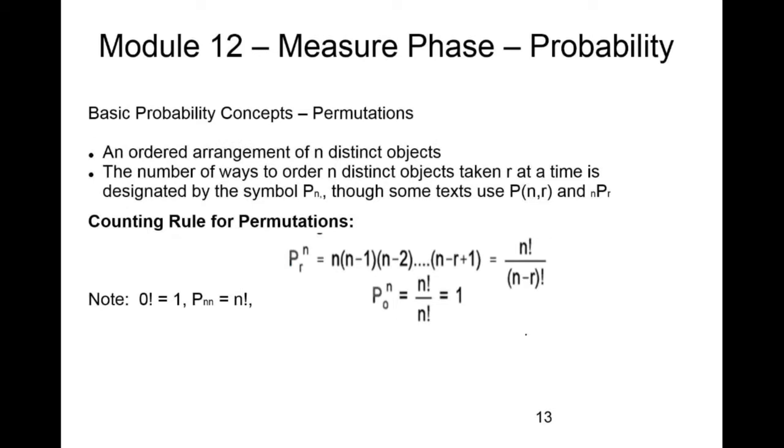Okay, permutations are an ordered arrangement of n distinct objects. The number of ways to order the distinct objects taken r at a time is designated by the symbol P(n,r), though some texts will also use P_n,r or nPr. And here's a counting rule for that.